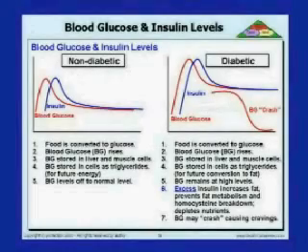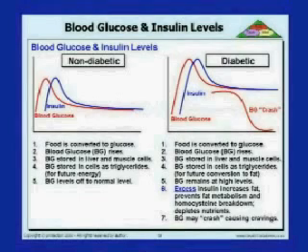This chart represents the insulin glucose profile for a non-diabetic. When a non-diabetic eats food, their blood glucose level rises, then the insulin rises, but it all levels off somewhere between 80 to 100 milligrams per deciliter.